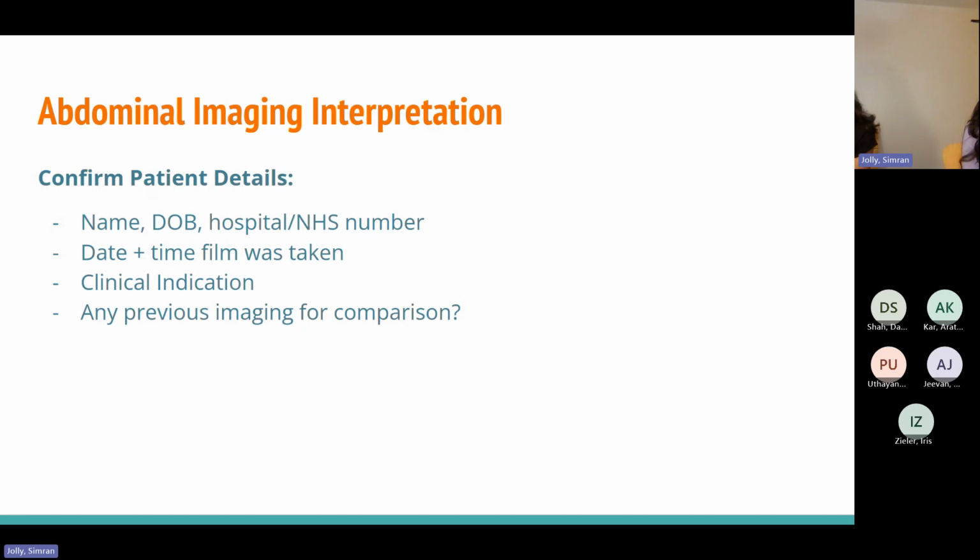So yeah, you just need to go through the patient's name, their date of birth, and either hospital number or NHS number, the date and time the film was taken, why the film was taken, and that could be through any history that was taken or just sort of background on the patient, and any previous imaging that you can use for comparison. And usually this is unlikely to be available, possibly if you're in the hospital doing this, but for exams it's good to say that you would do it.